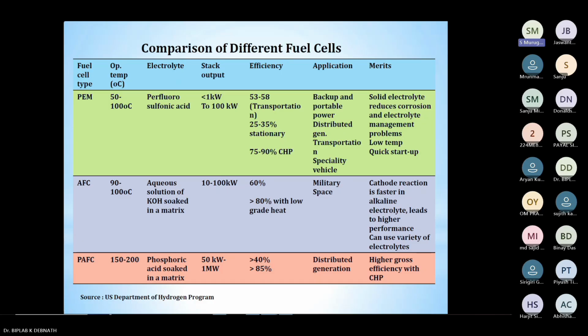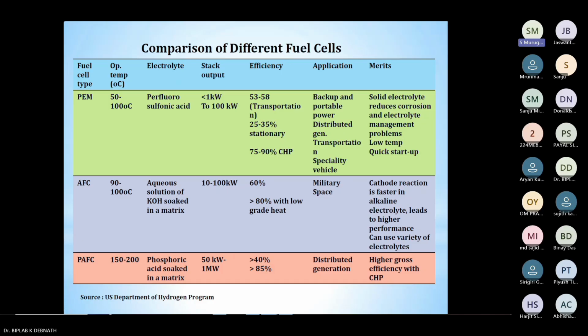Conversion efficiency is about 60%, and when you use it with low grade heat, then you can get up to 80%. And you can use it for military purposes, military vehicles. And here the advantage is that cathode reaction is faster in alkaline electrolyte, that leads to higher performance. And you can use a variety of electrolytes.